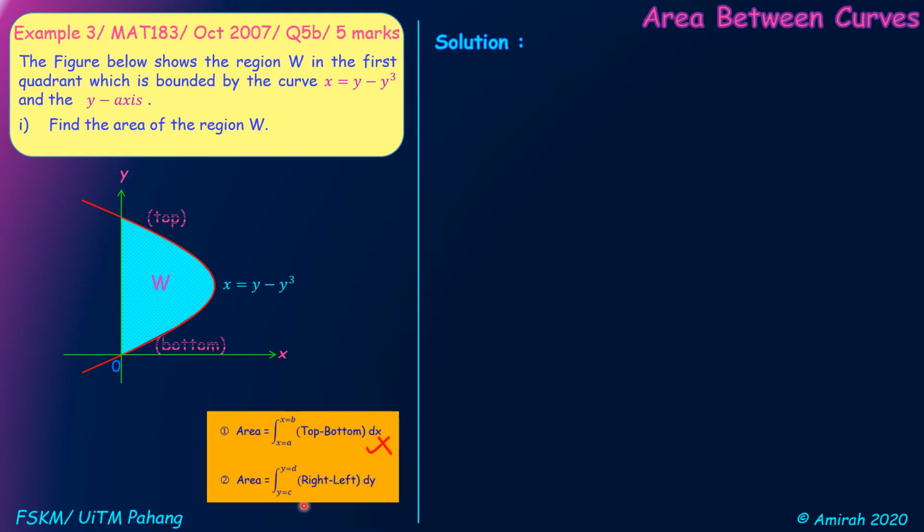Then we check the second formula. If we use the second formula, we need to subtract right minus left. From here, it is clear that the curve is the right function and the y-axis is the left function. So for this question, we use the second formula. That means we integrate with respect to y, we use right minus left, and we use limits on the y-axis. So first, we need to find the lower and upper limit on the y-axis.